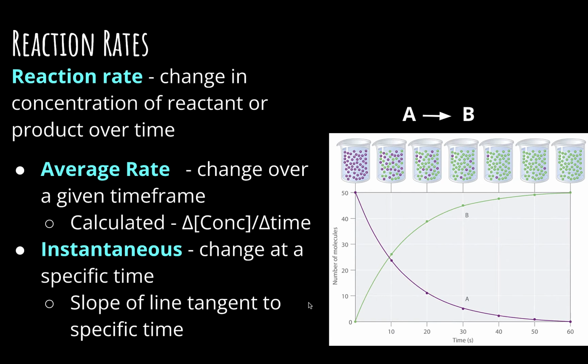If you look at the diagram on the page, you can see this is a very simple reaction of A as a reactant changing to B, the product. So A is changing to B. The purple substances are A, and the green substances are B. When you start out, you have all A and no B, but as the reaction proceeds, the concentration of A decreases, and the concentration of B increases.